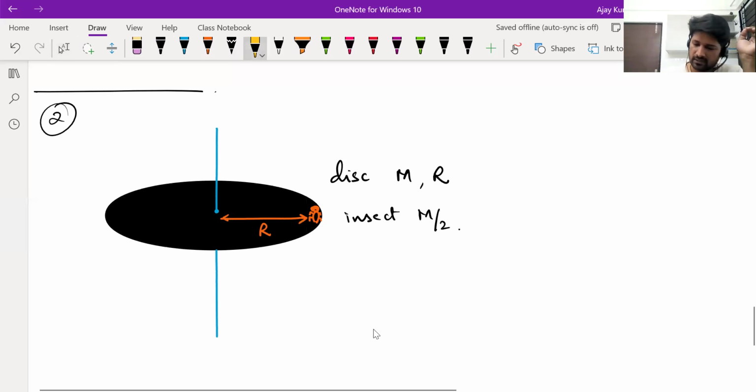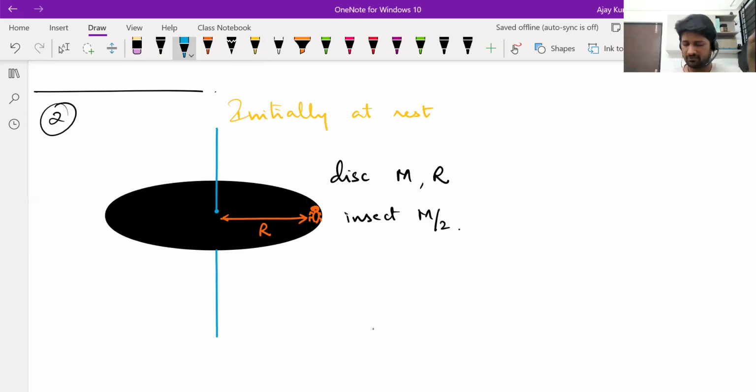Assume this system is initially at rest. Okay, and the axis that is there is perfectly frictionless. So the disk is free to rotate about the axis. They'll mention that in the problem. Disk is free to rotate. Aishwarya, tell me, if the insect starts walking along the edge of the disk, what happens to the disk? Initially, they were both at rest. If the insect starts walking, what happens to the disk?